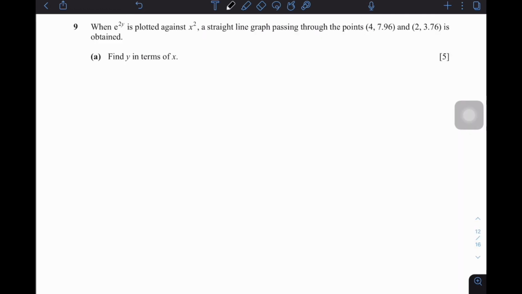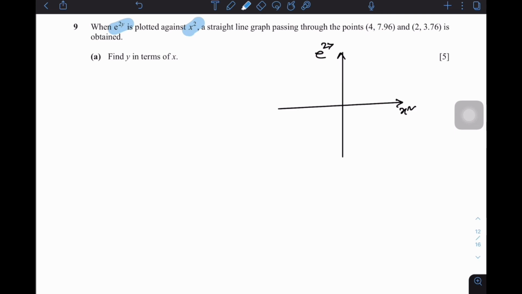When e to the power 2y is plotted against x square, I mean on the x-axis will be considered as x square and the y-axis will be considered as e to the power 2y. A straight line graph passing through the point 4, 7.96.